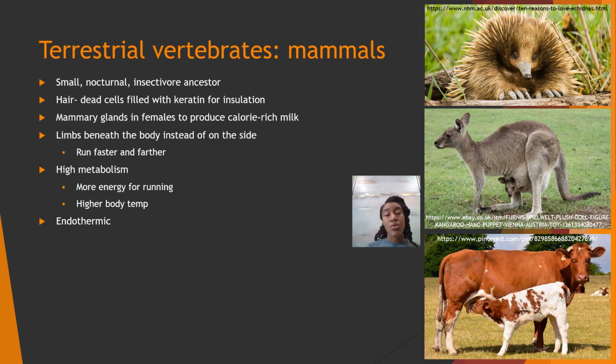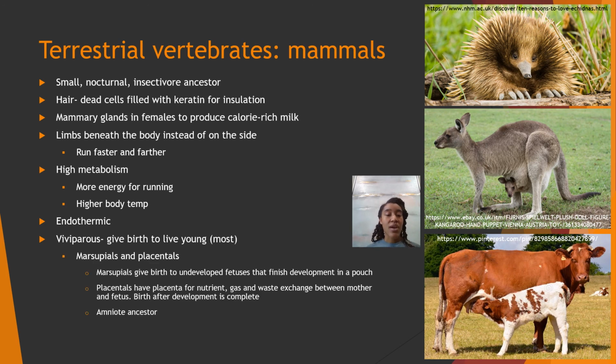Especially the endothermy has allowed us to colonize places where other organisms may not be able to live, like reptiles and things like that. Most mammals are viviparous. This means that they give birth to live young. There are two groups of viviparous mammals. This includes the marsupials and the placentals.